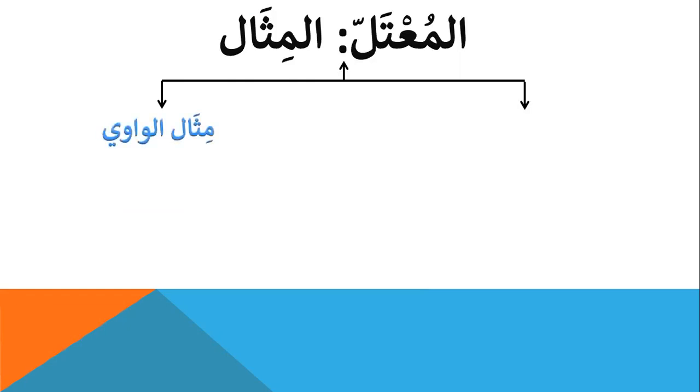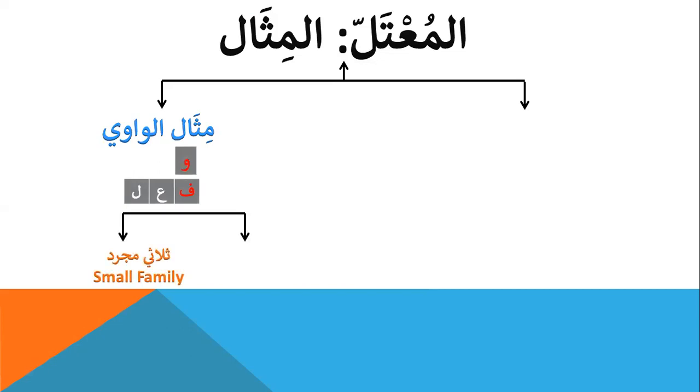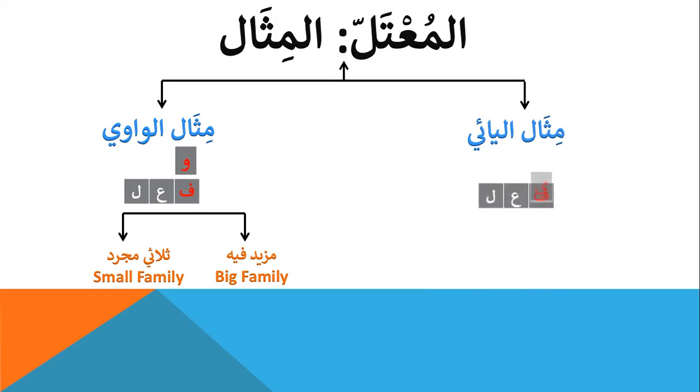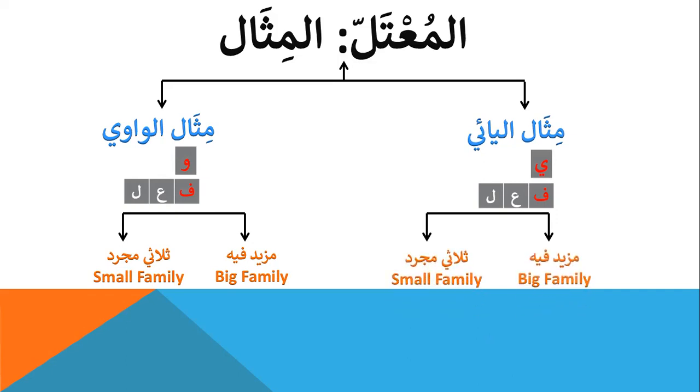So let's look at al-mu'tal, al-mithal. In al-wawi we saw that your first root letter can be waw, and that can happen in thalathi mujarrad, the small family, and it can happen in mazid fihi, the big family. Mithal ya'i, again your first root letter is ya, and that can happen in thalathi mujarrad and mazid fihi. So let's look at Mithal Wawi, Sarf Saghir of Thulathi Mujarrad first.